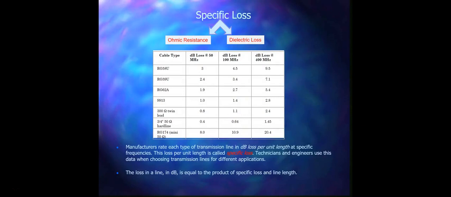Now next is the specific loss. The main sources of energy loss are the ohmic loss and the dielectric loss. Let's understand what ohmic loss is. At radio frequency, most of the current tends to pass through the outside surface of the conductor rather than being uniformly distributed throughout the cross-sectional area. This phenomenon is called the skin effect.